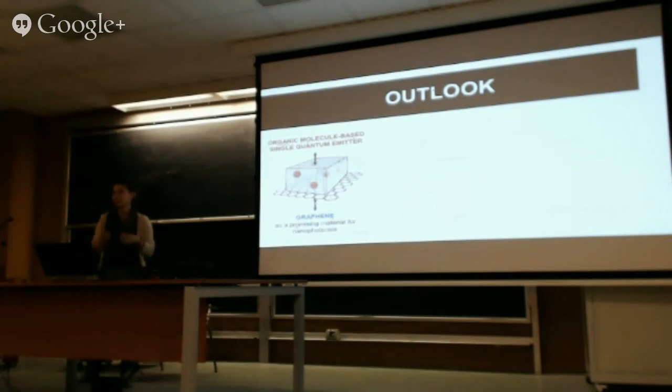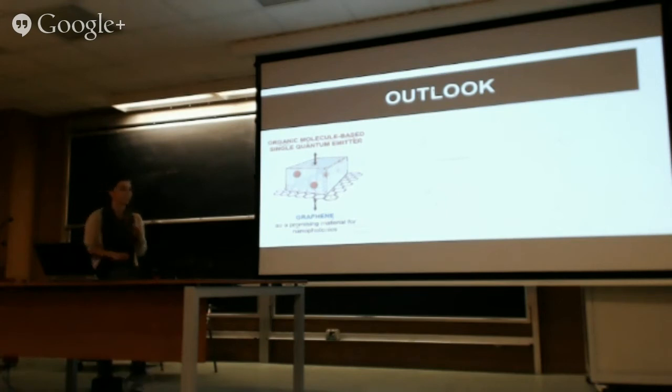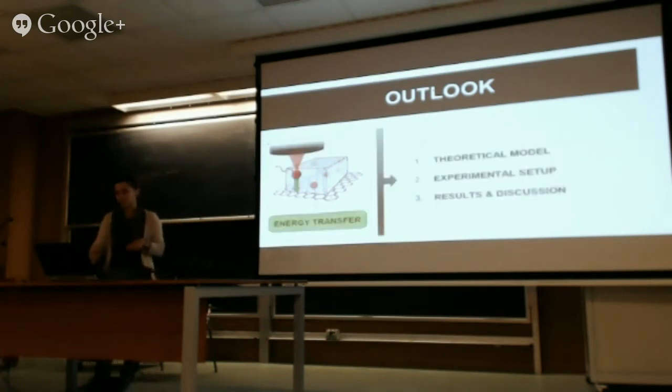In this study, what I do is start by giving a brief description of my emitter system, which is made, of course, of organic molecules embedded in a crystal, and I position this emitter on top of a graphene monolayer. I will also give you some brief information about what graphene is and its application in nanophotonics.